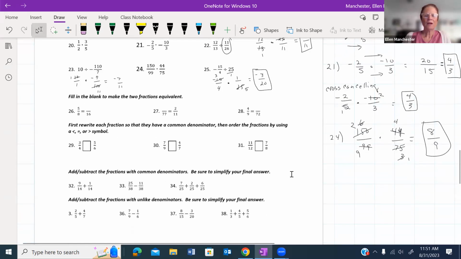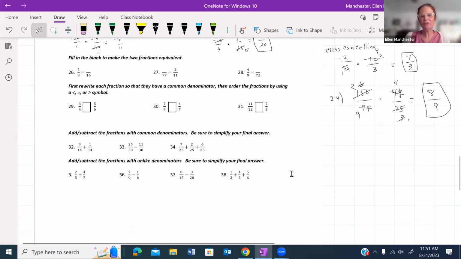Okay. All right. So how do we make fractions have a common denominator? Because when we jump to adding or subtracting fractions, you have to have a common denominator. And the reason for that is you have to have the same size pieces.